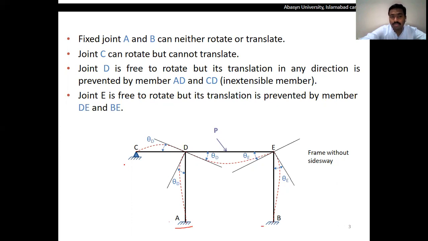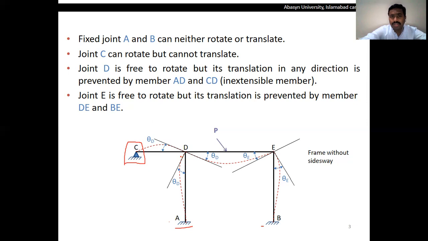Similarly, if we see the support C, which is a pin in nature, the pin can rotate, clockwise or anti-clockwise, but the member cannot move in translation. So there will be a value of theta C, but there will be no value of delta C, and there is no deflection at the pin support. The same is the case with the roller support.